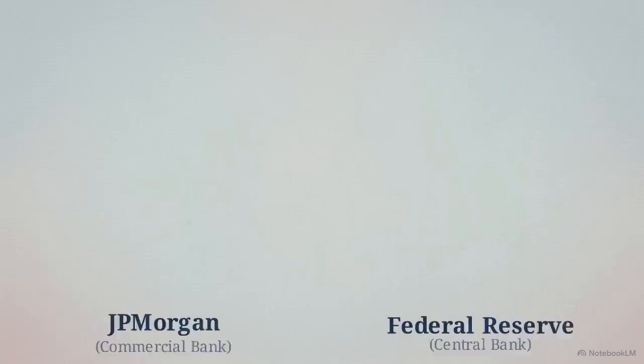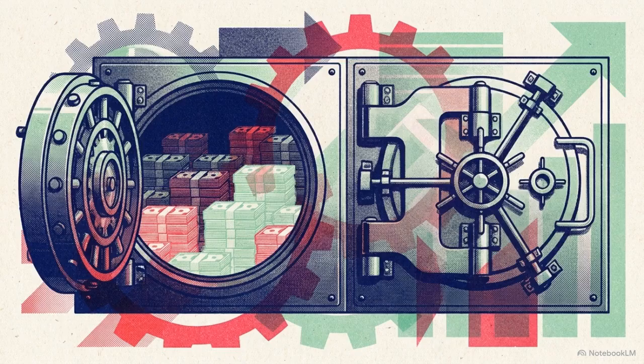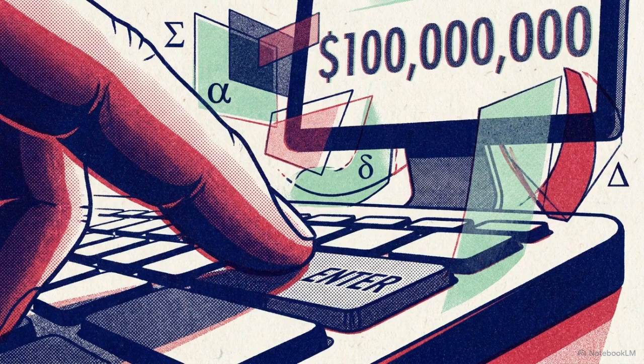To understand money creation, we examine dual-entry accounting ledgers. Here is JP Morgan alongside the Federal Reserve. When JP Morgan issues a $100 million loan, it books an asset and simultaneously credits the borrower's account with a new $100 million deposit liability. The bank did not move existing cash from a saver's account to the borrower's account. It generated the deposit out of thin air through a keystroke.